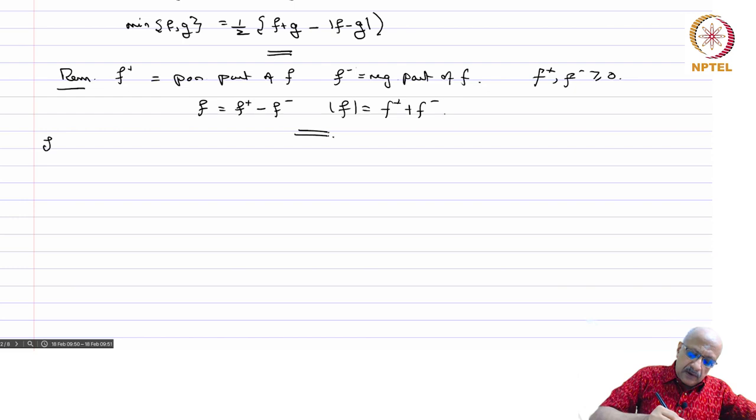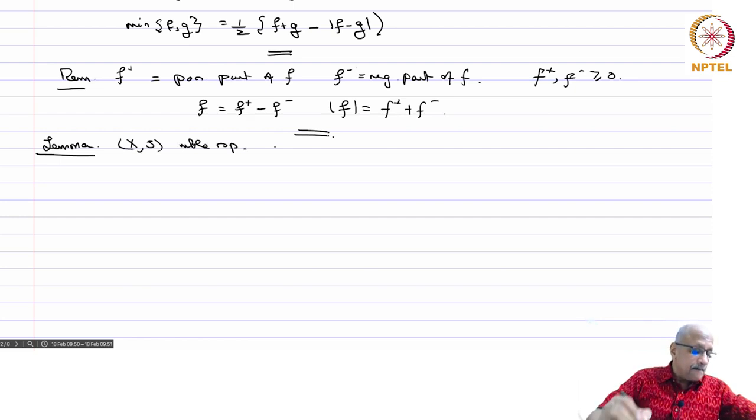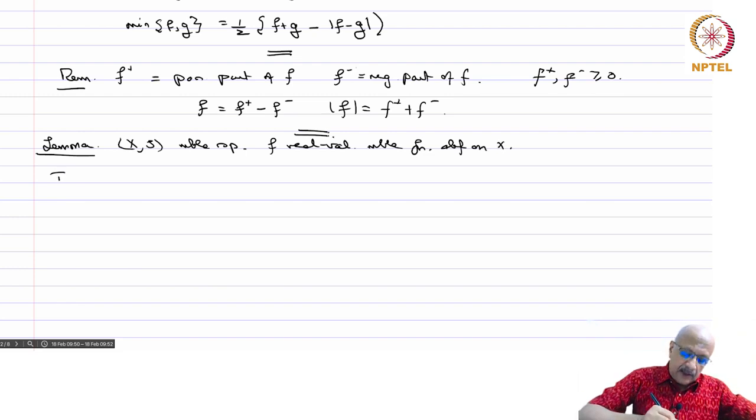Now lemma, this kind of thing we have done many times. Okay, so let (X, S) be a measurable space, and f a real valued measurable function defined on X. Then for every E contained in R Borel, f inverse of E is in S.